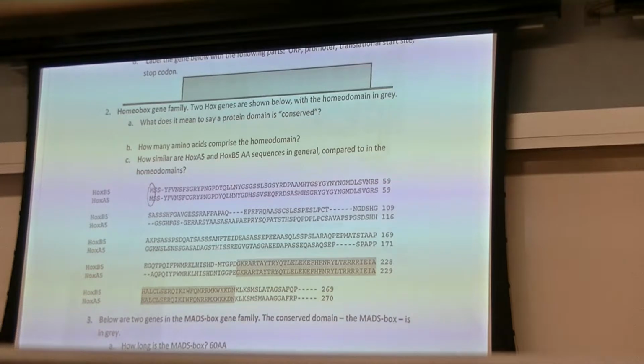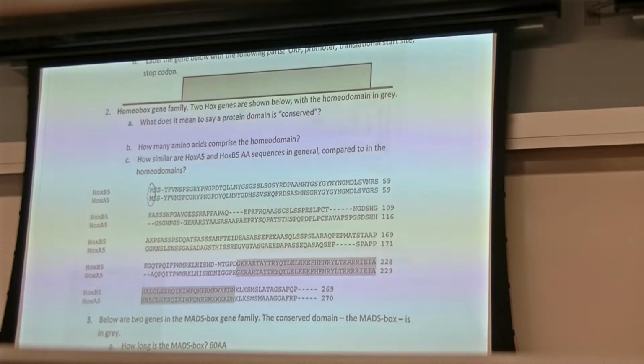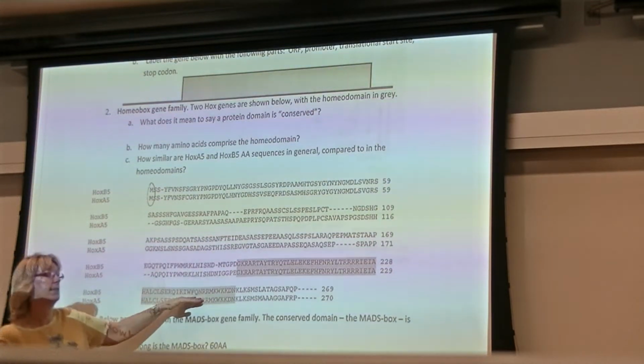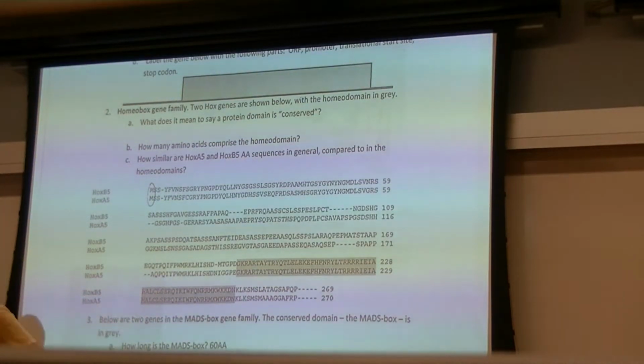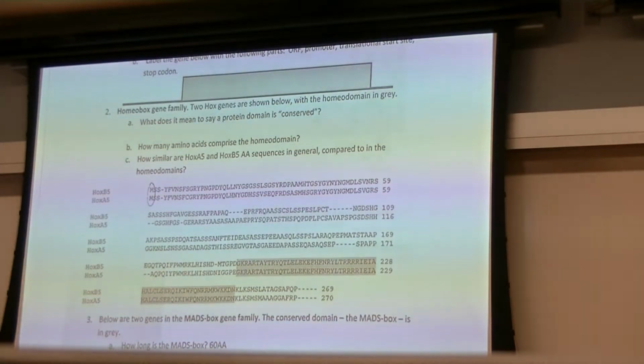This happens to be two different homeobox genes within one species, but you could also look between species and you would find still that in particular this homeodomain region is going to be the most highly conserved part of the gene between species or among species.